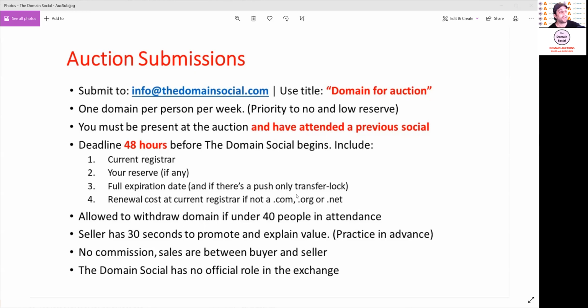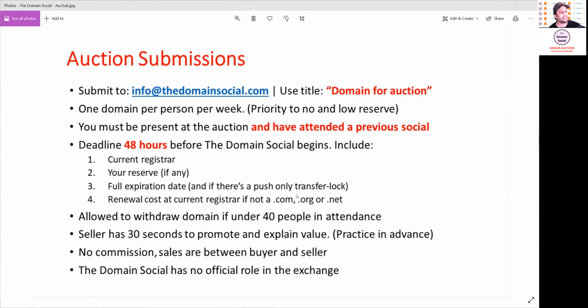You must be present at the auction in question, and you should have attended a previous social. The reason for attending a previous social is I want you to have an idea of what to expect, and you must be present because there's a segment where you'll be talking about your domain and pitching it to the potential buyers and trying to explain the value. So it's your advantage to be there and to explain the value.